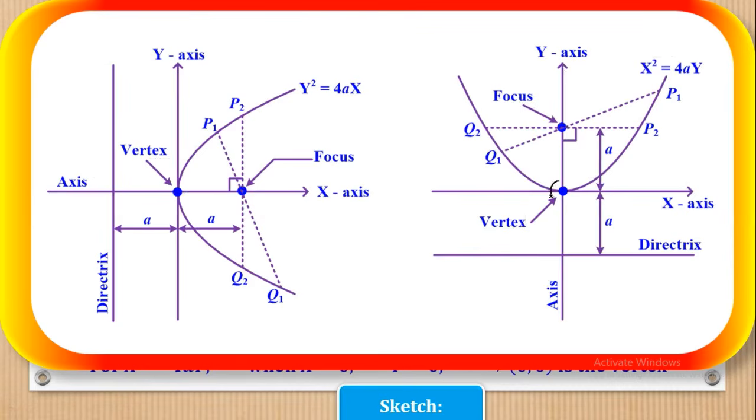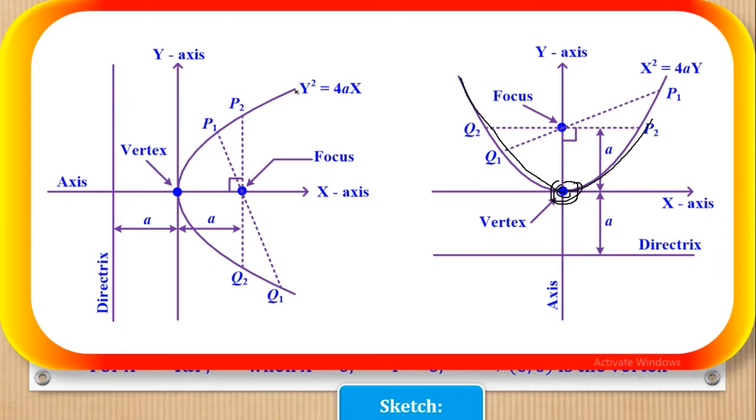Now the vertex is this point where the curve turns. For example, here it was moving downwards. Now when it turns and starts moving upwards, that will be the vertex. We shall see the division in this video.